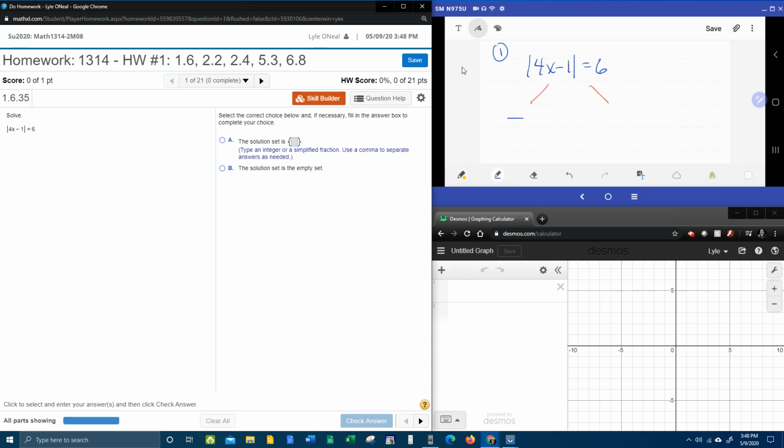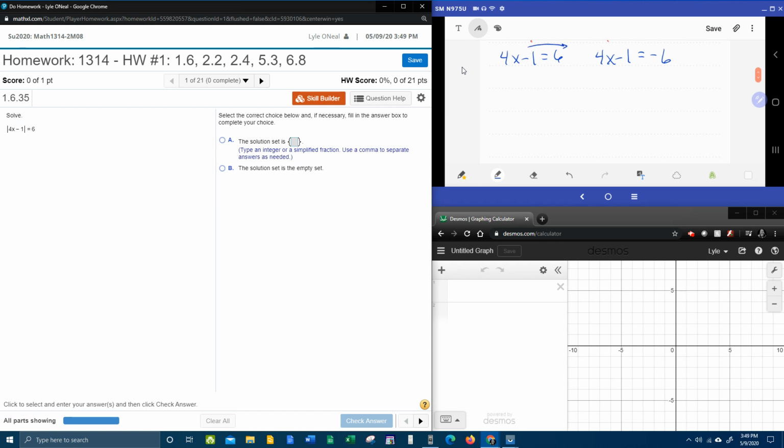And so the way we work this is we say 4x minus 1 equals 6. And 4x minus 1 can also be negative 6. Now think about this. If I take the absolute value of 6, that will equal 6 because absolute value is always positive. If I take the absolute value of negative 6, that will also equal 6 because the absolute value of a negative number becomes positive. So these are our two equations that we need to solve to get our two solutions.